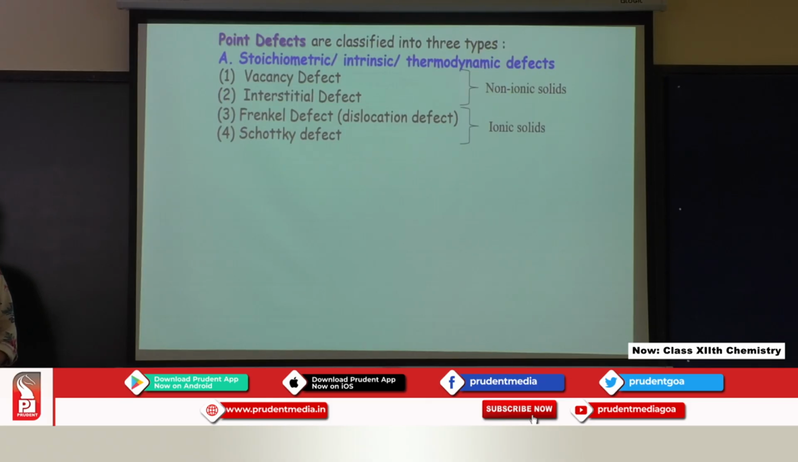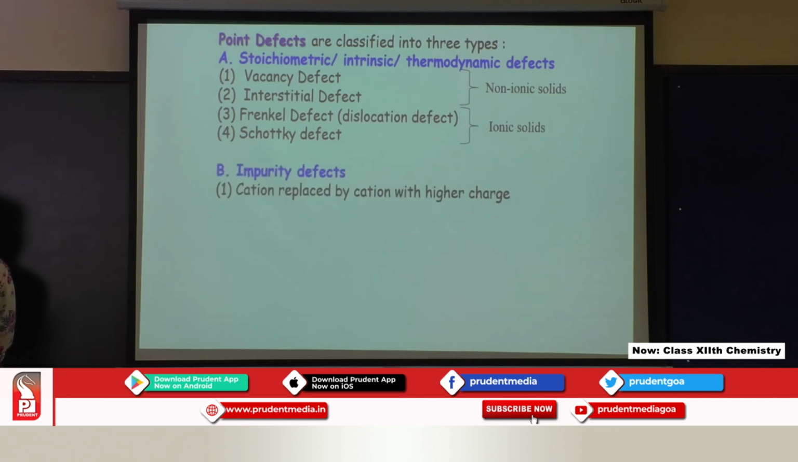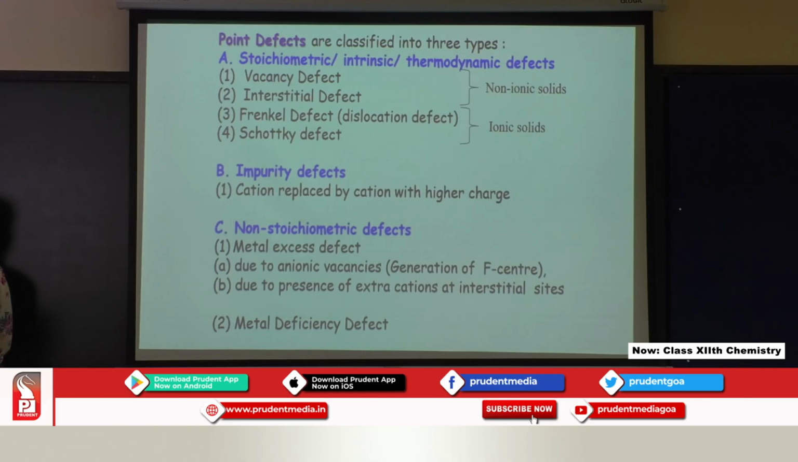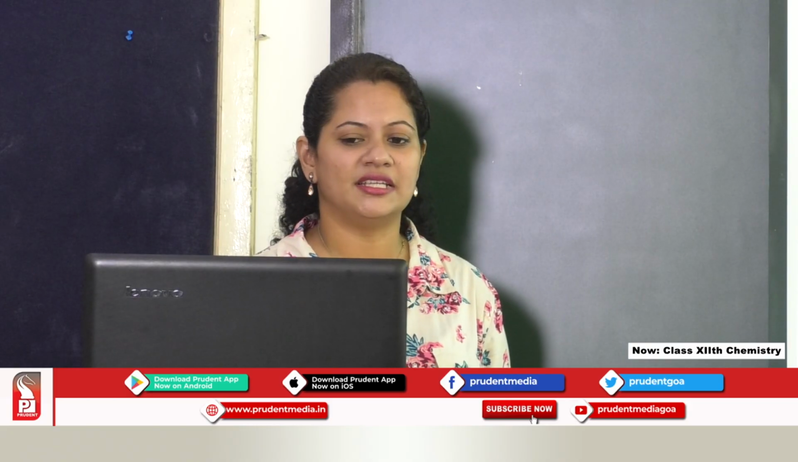which are subdivided into 4 various categories: vacancy and interstitial defect, which are shown by non-ionic solids; Frenkel defect and Schottky defect, which are shown by ionic solids only. We also have impurity defects, where we have a cation being replaced by another cation with a higher charge. And lastly, we come to non-stoichiometric defects, under which we have metal excess defect and metal deficiency defect. So let us go through all of these in detail.